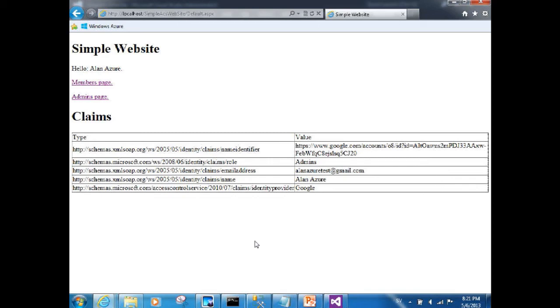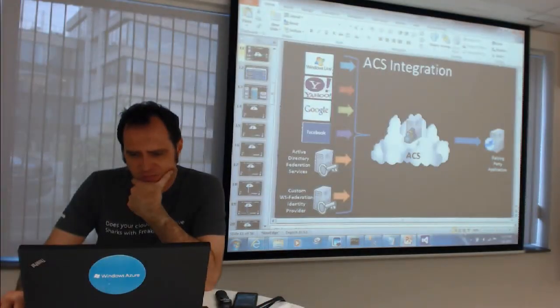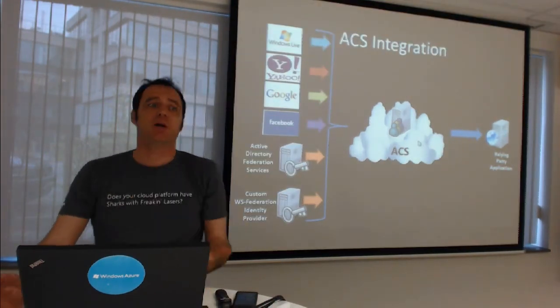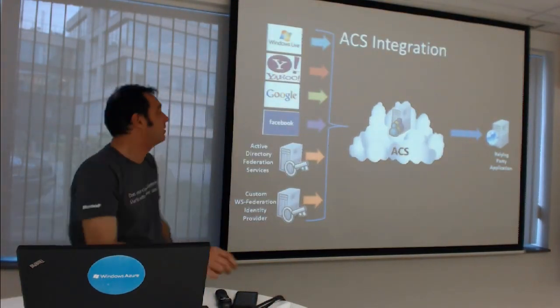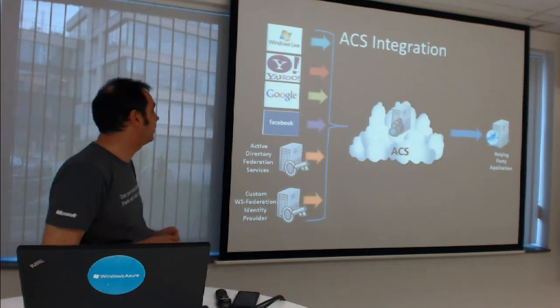Okay, now one of the things about working with identity providers, I've basically got the social identity providers running, but one question that comes up a lot is, well, what happens if I want to use my own identity provider? Can I create my own identity provider that plugs into ACS?